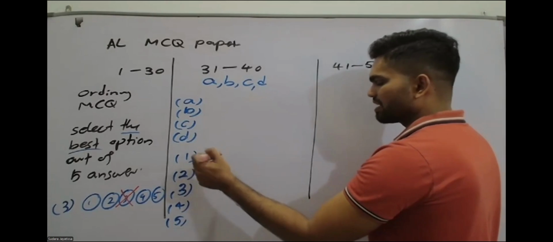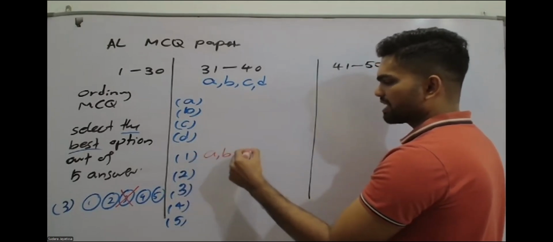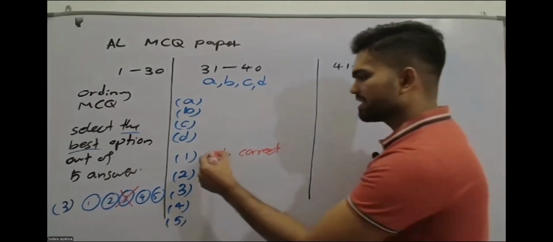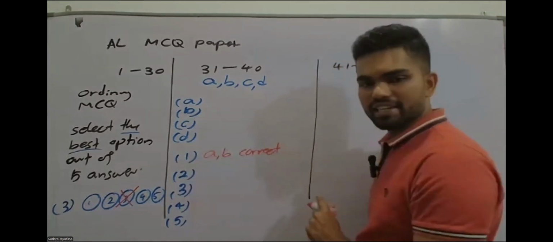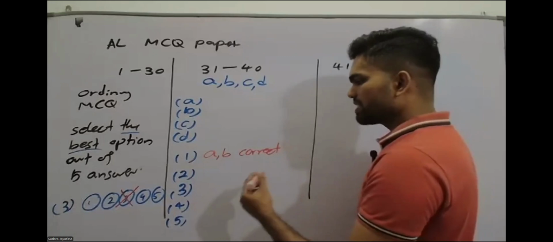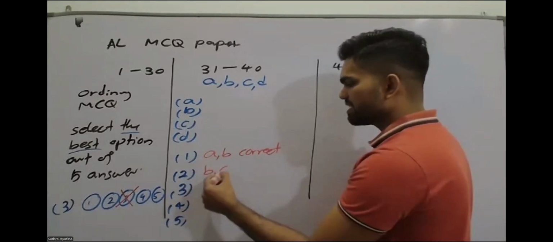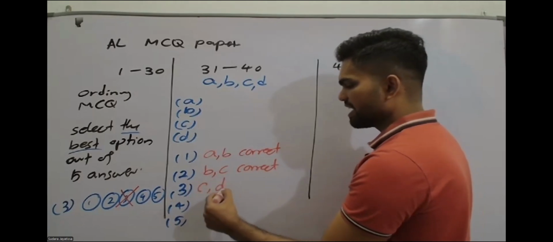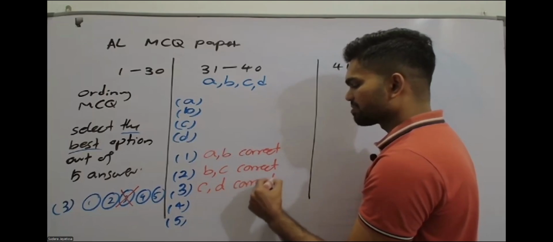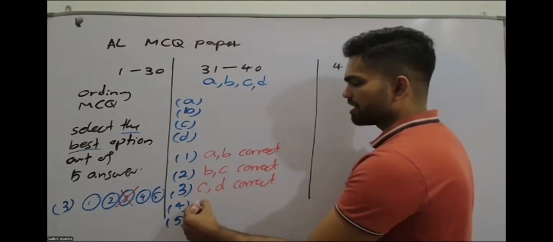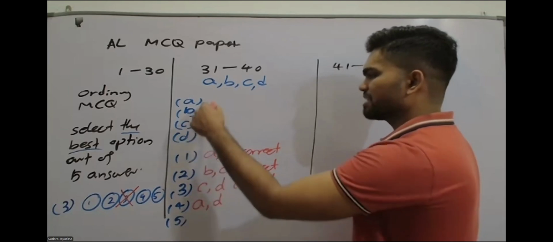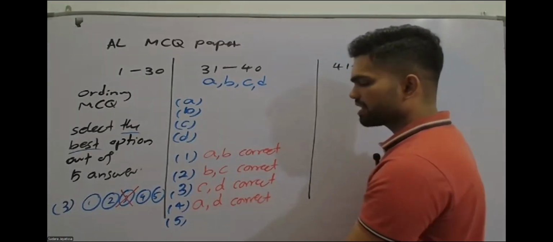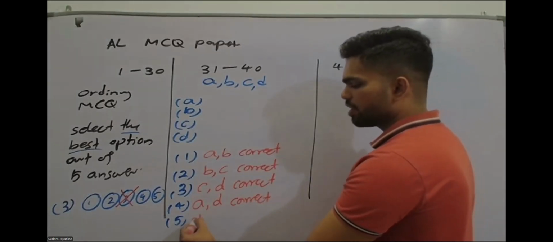You select answer 1 if A and B are correct. Okay, you select answer 1 if statement A and statement B are correct. Understood? You select answer 2 if B and C are correct. You select answer 3 if C and D are correct. Then you select answer 4 if A and D, that means the first one and the last one, are correct. Okay, and you select answer 5 if other options come.